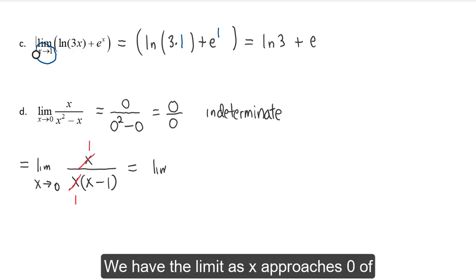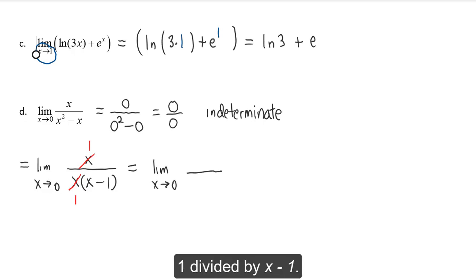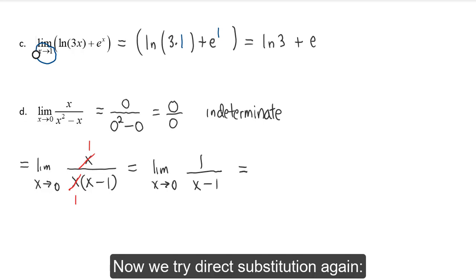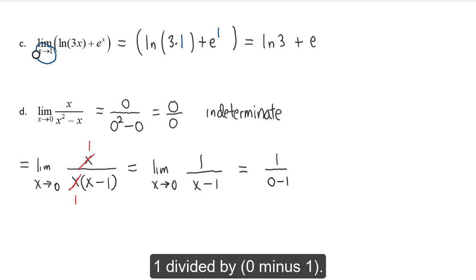We have the limit as x approaches 0 of 1 divided by x minus 1. Now we try direct substitution again. 1 divided by 0 minus 1. We get a limit value negative 1.